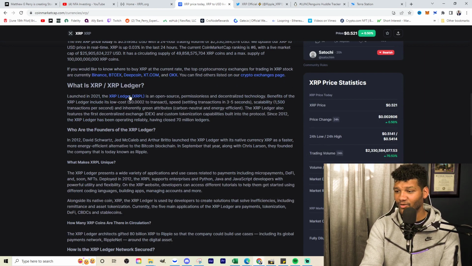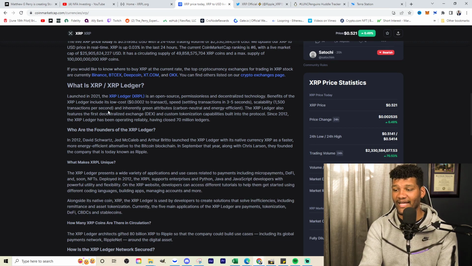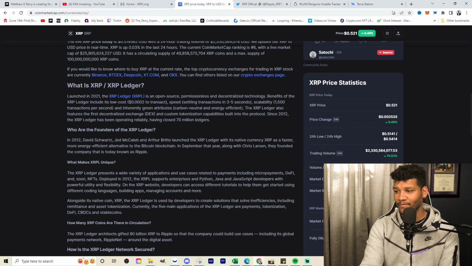So launched in 2021, XRP Ledger, XRPL, is an open source, permissionless, and decentralized technology. Benefits of the XRP Ledger include its low cost, 0.0002 to transact, speeds, settling transactions in 3 to 5 seconds, scalability, 1,500 transactions per second, and inherently green attributes, carbon neutral and energy efficient. The XRP Ledger also features the first decentralized exchange, the DEX, and custom tokenization capabilities built into the protocol since 2012. The XRP Ledger has been operating reliably, having closed 70 million ledgers.